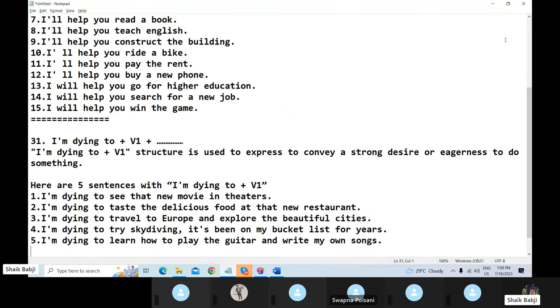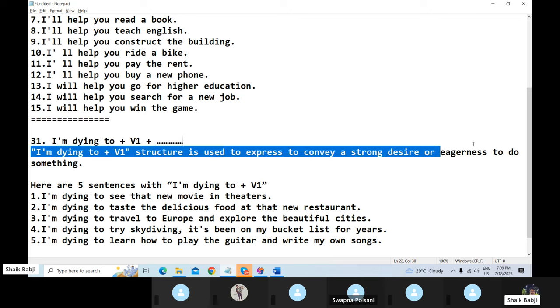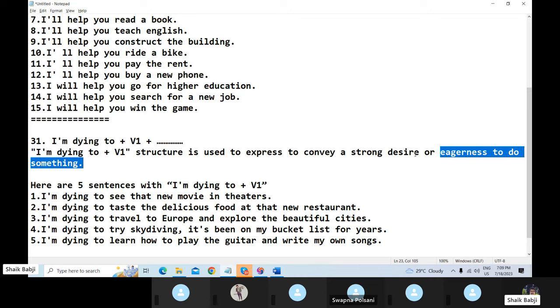Next structure is I am dying to plus V1 plus something. Okay, let's see how we can use this structure. Actually, why we should use this structure. So this structure is used to express, to convey a strong desire or eagerness to do something.